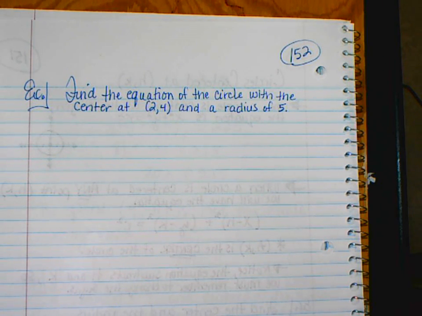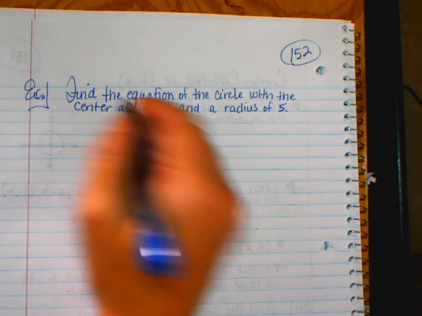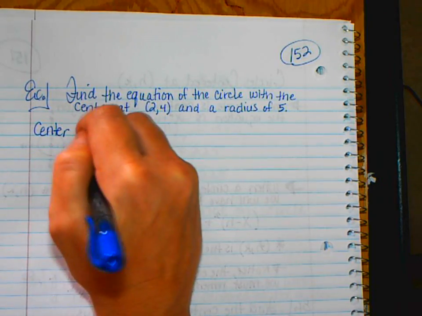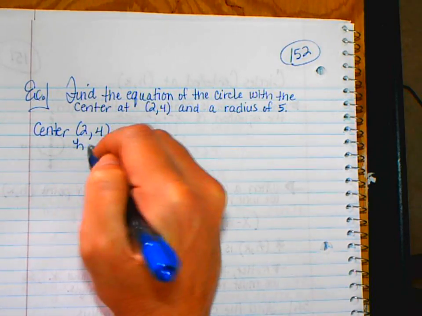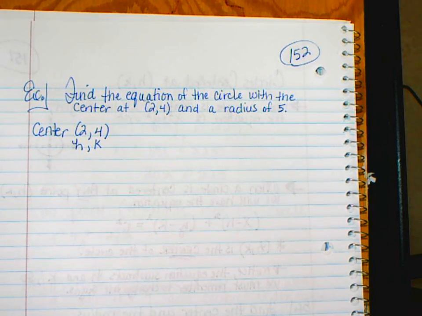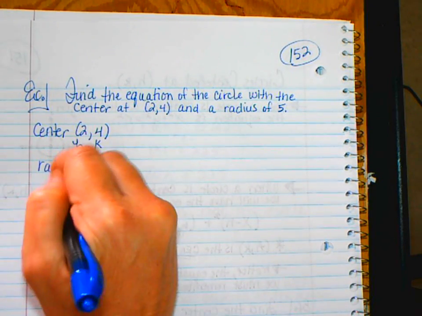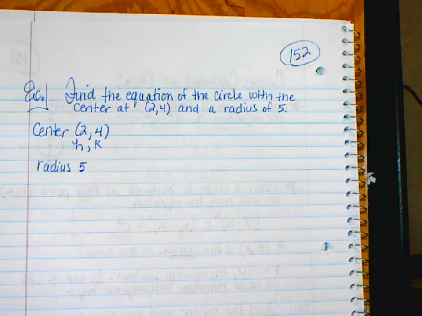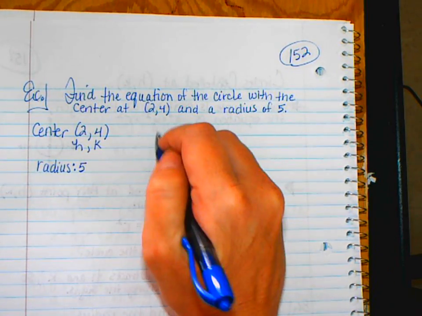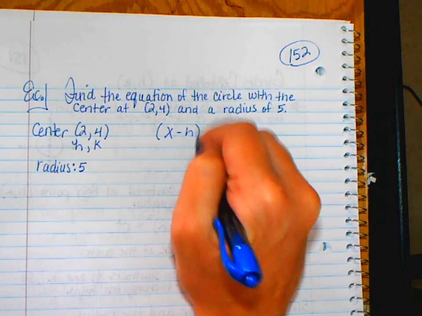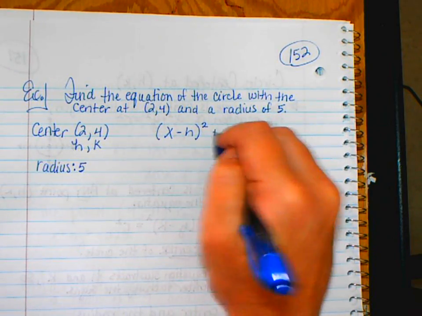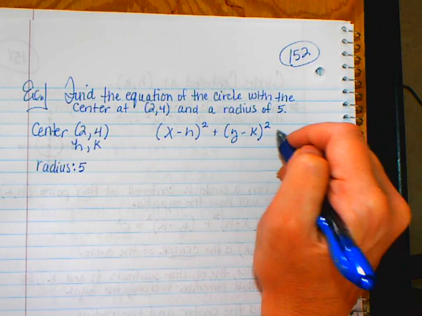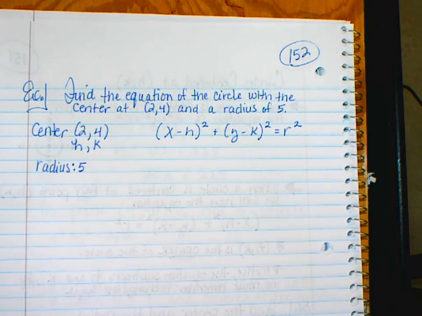If we don't, then we have to find it. Did they give us the ordered pair for the center? Yes. Did they give us the radius? Yes. So do we need to find anything before we can write our equation? No. So if our center is at 2, 4, well, that gives us our h and our k, because it's h, k, right? And our radius is 5. So we have everything we need to write the equation of the circle. And x minus h quantity squared plus y minus k quantity squared equals, don't forget to square your radius squared.